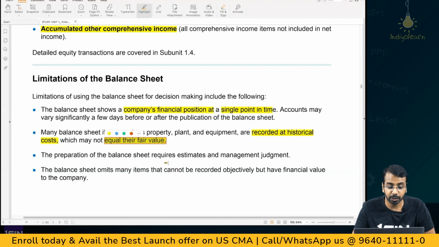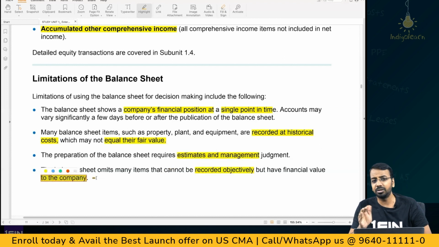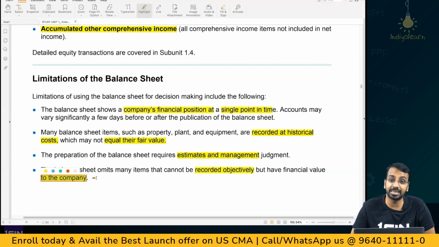Because it does not give us a true picture. The preparation of the balance sheet requires estimates and judgments, and some items cannot be recorded objectively but have financial value to the company. Now, to give you the best example, a company in the IT sector, or let's take the example of TCS. For TCS, the most important resource is, what do you think? What do you think is the most valuable resource for a company like TCS or Infosys?